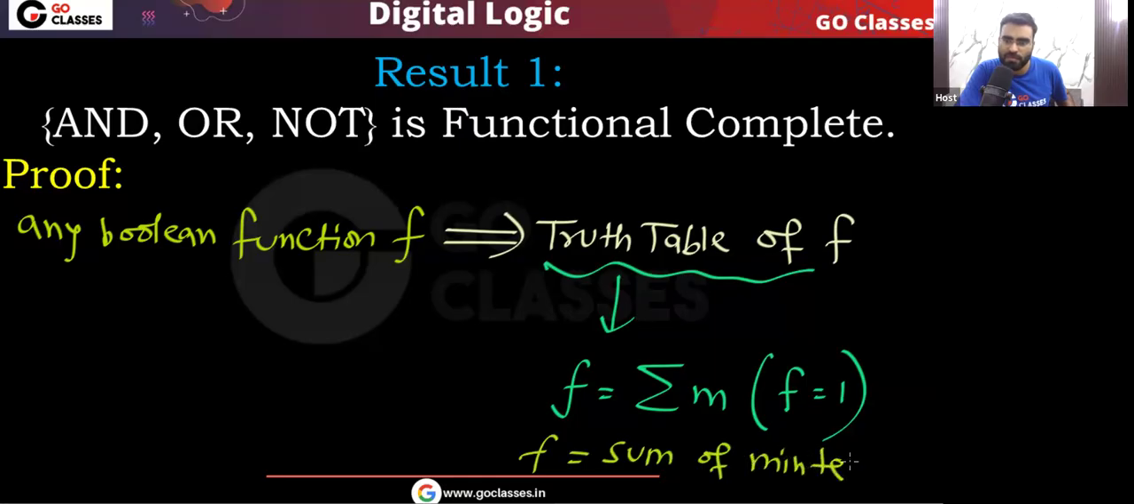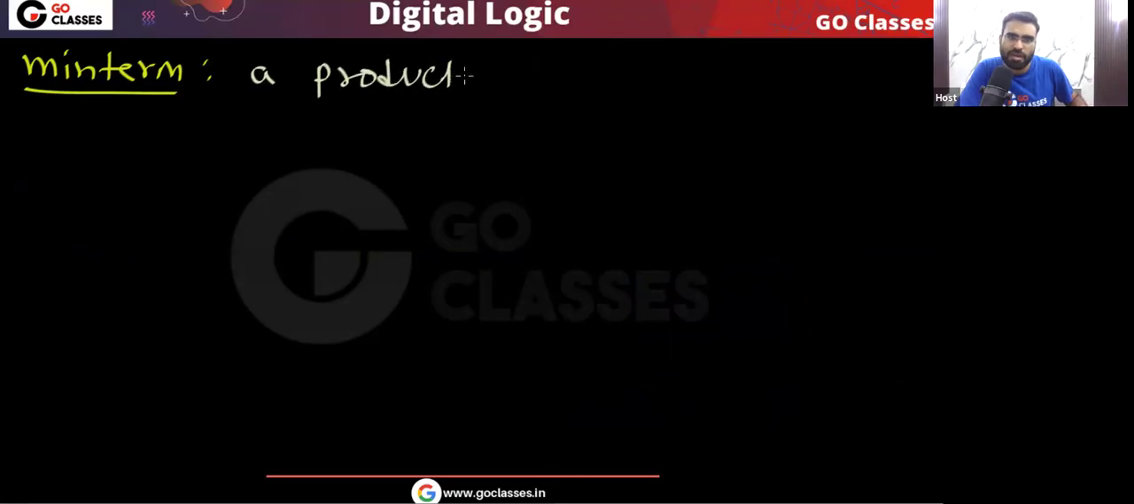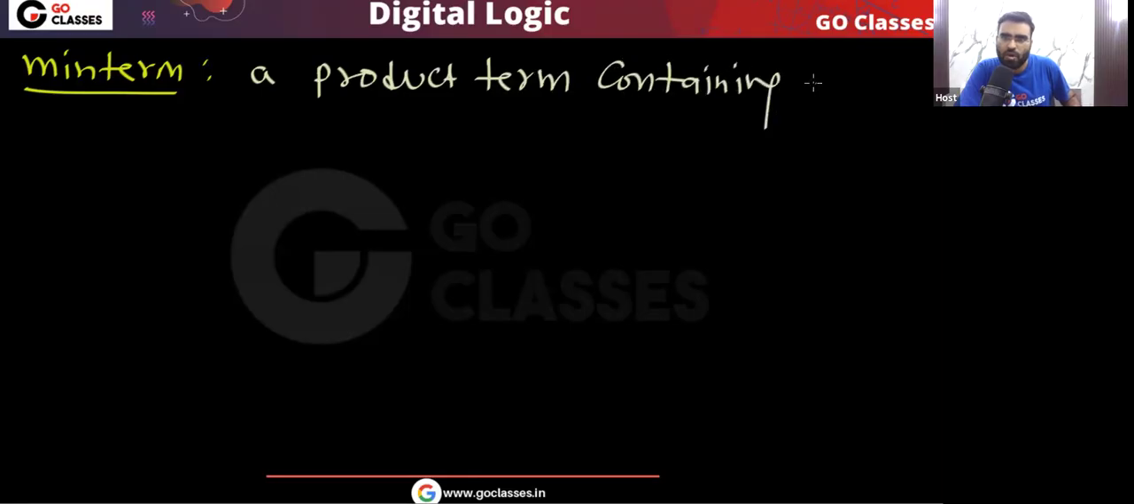Is this clear? And every minterm is a product term, right? Look at what a minterm is. What is the definition of a minterm? It is a product term that you already know, a product term containing all the variables. This is the definition of a minterm: a product term containing every variable. But it is a product term, right?